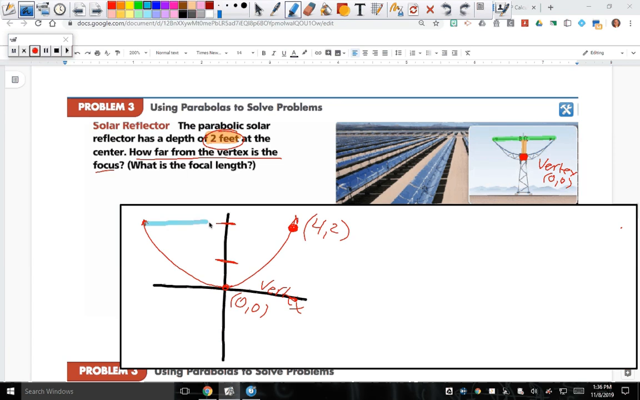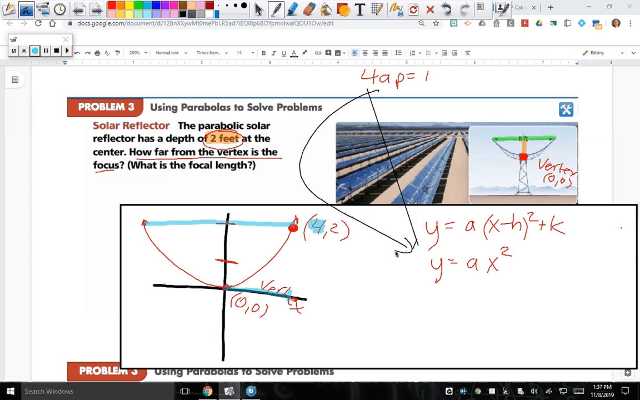Because we know this full thing is 8 feet across, then this would just be 4 feet to get to that x value. It's 2 feet deep. There's my point. Okay? So let's keep going. We know that this is a vertical parabola, so it's y equals a(x minus h) squared plus k. We know h and k are 0 because it's a vertical parabola at the vertex. And now if I use 4p times a equals 1, in this case, I don't have p or a. I'm going to have to do something different to find p or a. So I need to do some manipulation with the equation right here.